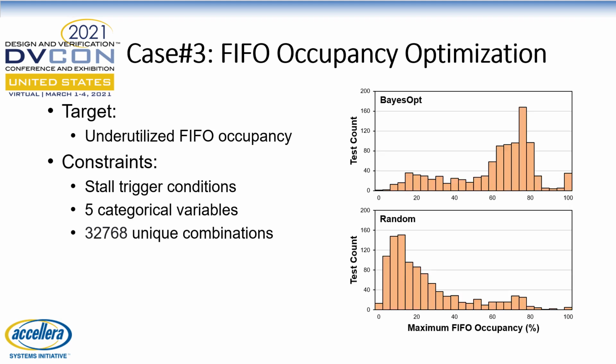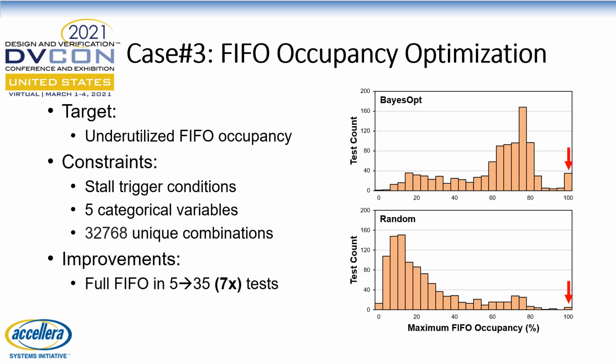With BayesOpt in the loop, we observed a shift in the distribution where tests could fill more of the FIFO. Finally, filling up the FIFO completely was an important condition as well, that we had to test more frequently. With BayesOpt, 7 times more tests managed to completely fill the FIFO.